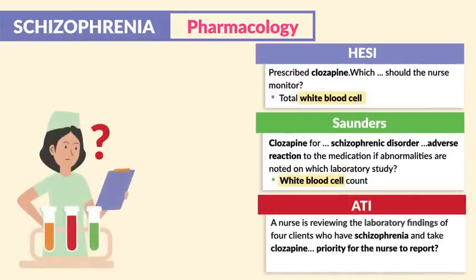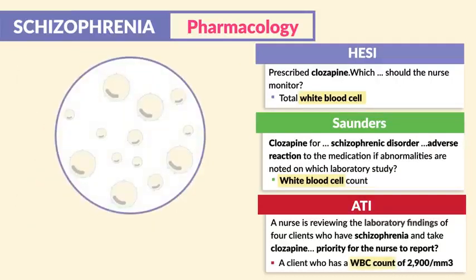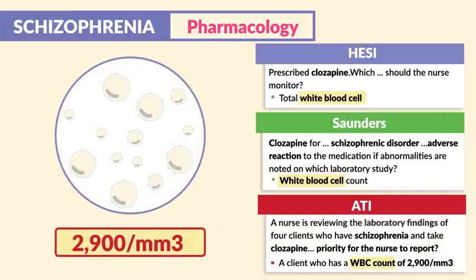And lastly, ATI. A nurse is reviewing the laboratory findings of 4 clients who have schizophrenia, taking clozapine. Priority for the nurse to report: a client who has a WBC count of 2,900. Yes, anything less than 5,000 is abnormal, a decreased neutrophil count.